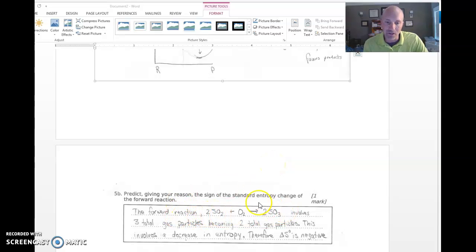So if you take a look at this reaction, and notice I'm drawing it here as just the forward reaction, if you count up the total number of particles over here, that's 3 total gas particles, 2 from this guy and 1 molecule here. But there's only 2 total gas particles on the right side. And so that's 3 particles becoming 2 particles. That's a decrease in the disorder. So that's a decrease in the entropy. And anytime you have a decrease in the entropy, that would be considered a delta S being negative.